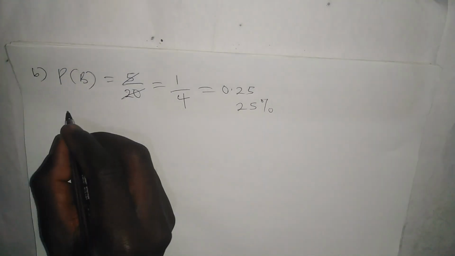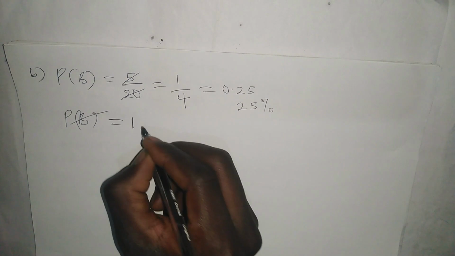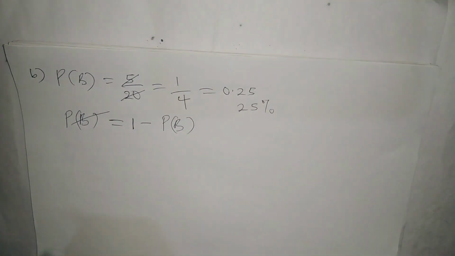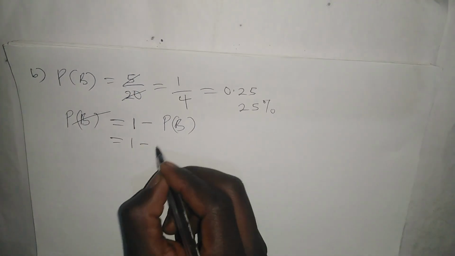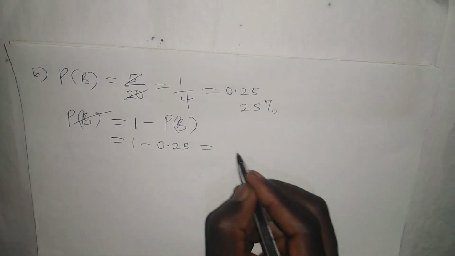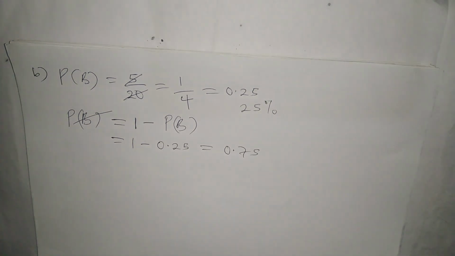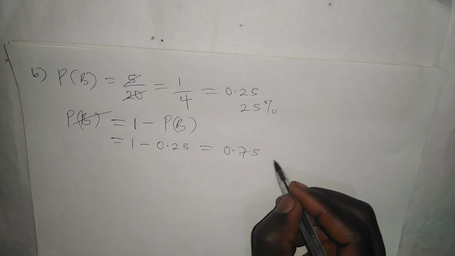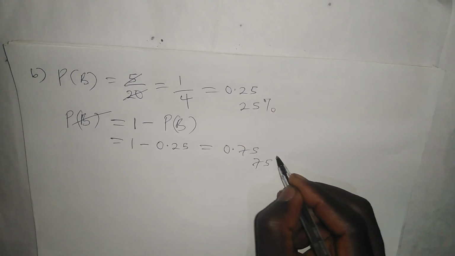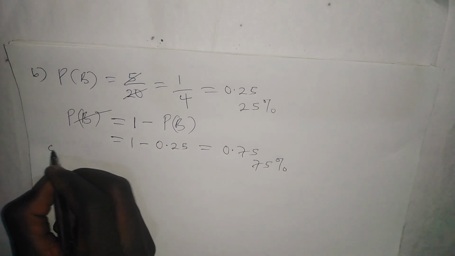So the probability of not selecting a blue marble is equal to 1 minus the probability of selecting a blue marble. And this is going to be 1 minus 0.25, which is going to be equal to 0.75. When you multiply this by 100, you have a 75% chance of not selecting a blue marble. Now let's look at question C.